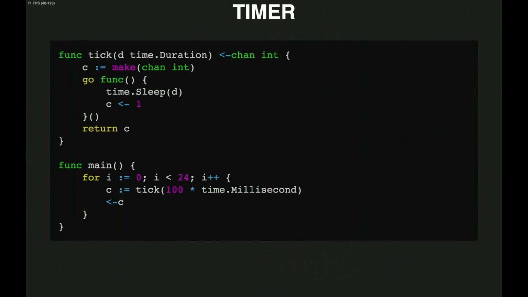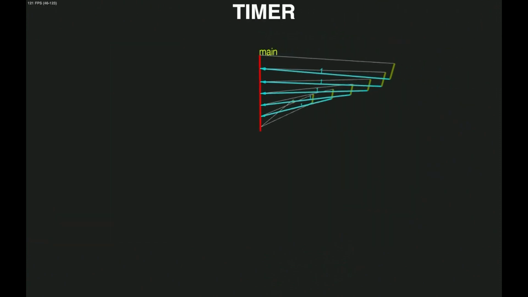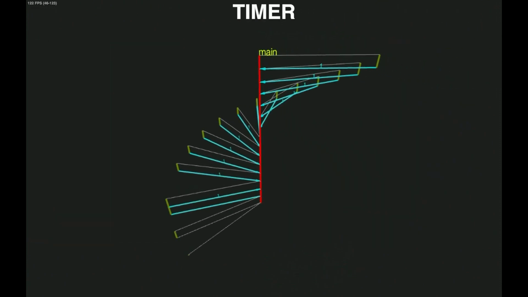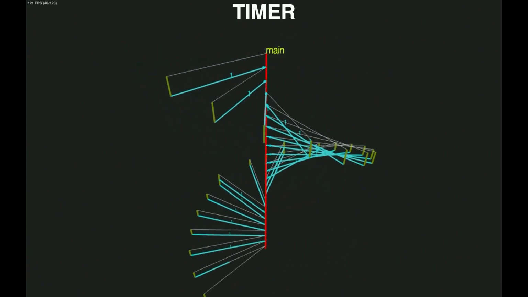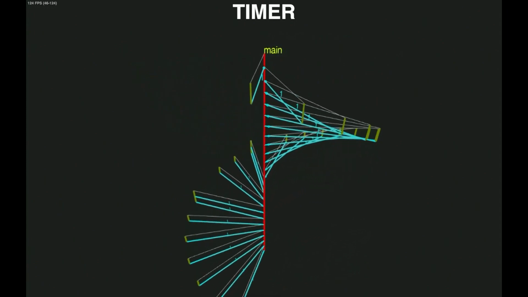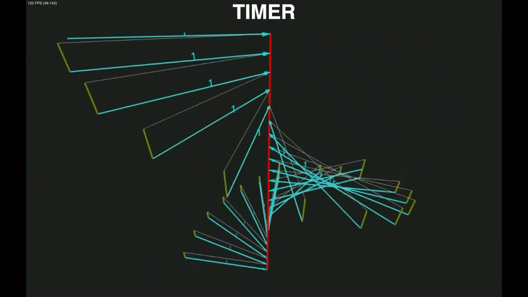So the next example is the timer, which is a slightly modified hello world example, just multiplied 24 times. Don't be confused by the function tick. It's just a function. It's not a concurrency entity. You will not see it in the visualization, but you will see this anonymous goroutine, channel, and sending over the channel. So let's see. Here you may see the main goroutine that spawns many goroutines.